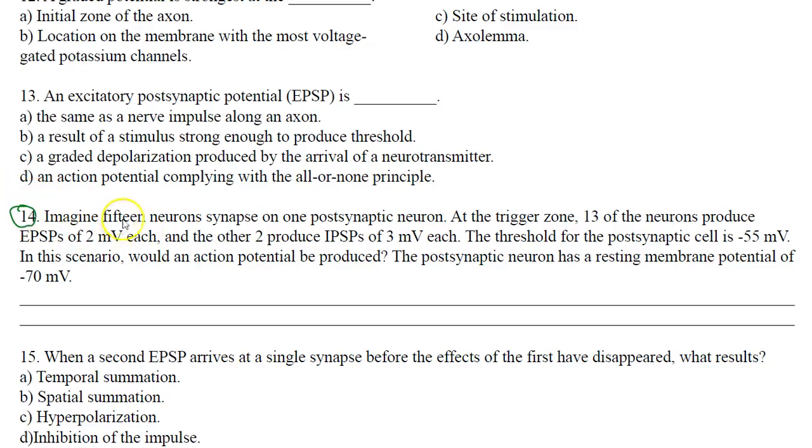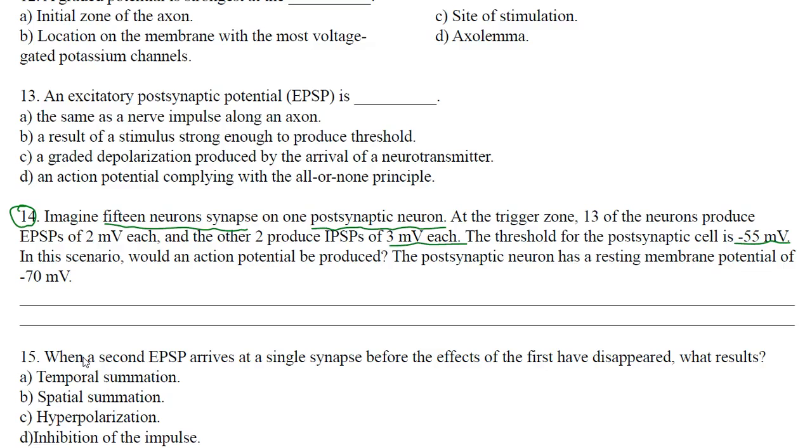Number 14 says, imagine 15 neurons synapse on one postsynaptic neuron. At the trigger zone, 13 of the neurons produce EPSPs of 2 millivolts each, and the other 2 produce IPSPs of 3 millivolts each. The threshold for the postsynaptic cell is negative 55 millivolts. They want to know, in this scenario, would an action potential be produced? That means, will we be able to reach that negative 55 millivolt threshold? The postsynaptic neuron has a resting membrane potential of negative 70, which is what we normally know about. So let's break this down.